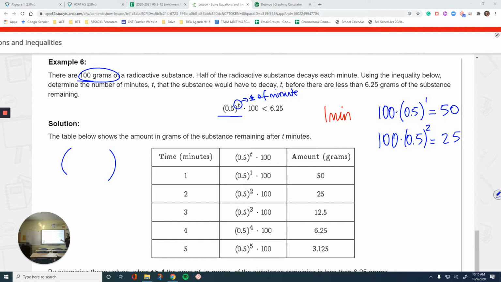So since the setting is not that hard in here, because we are losing half of it every single time, after 3 minutes, we are going to have half of this left, and then you're going to have half of this left, and then you're going to have 3.125. Oh, it is 125, okay. So this is what happens after 2 minutes. It says before there are less than 6.25 grams of the substance, right?